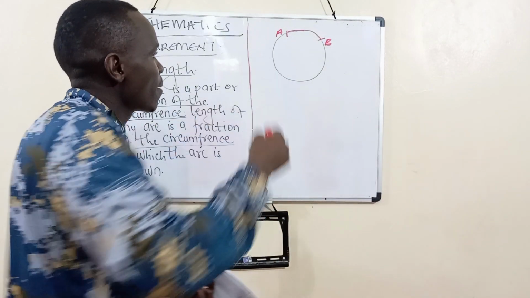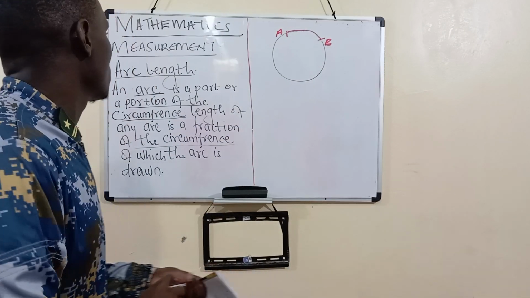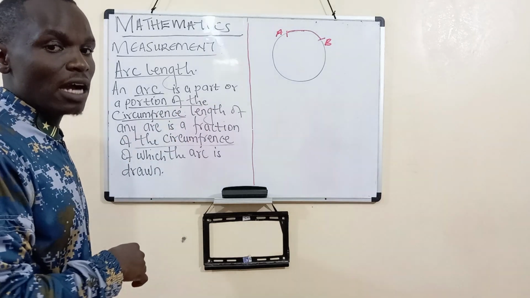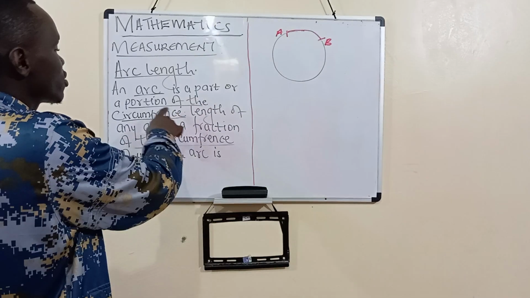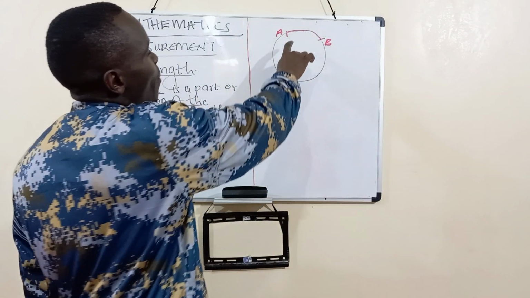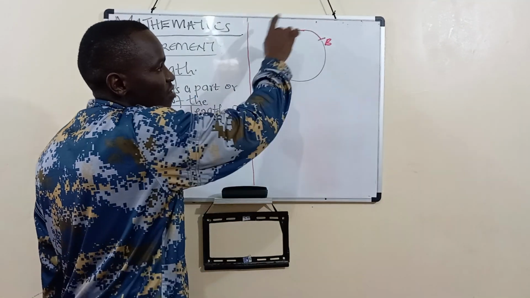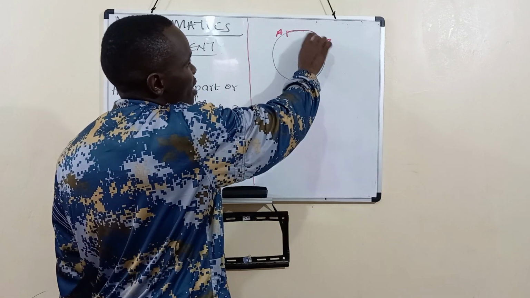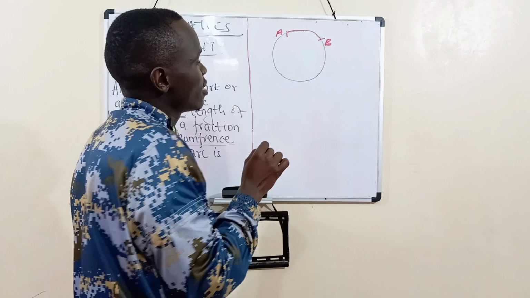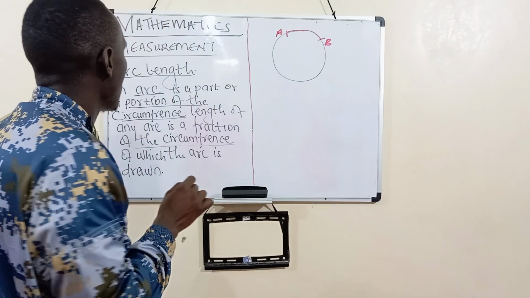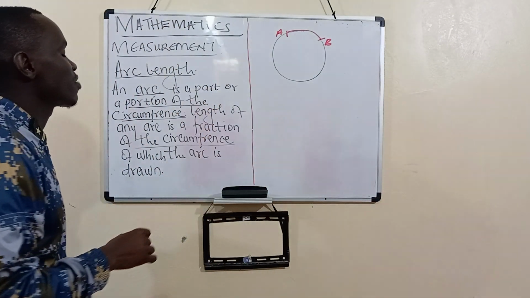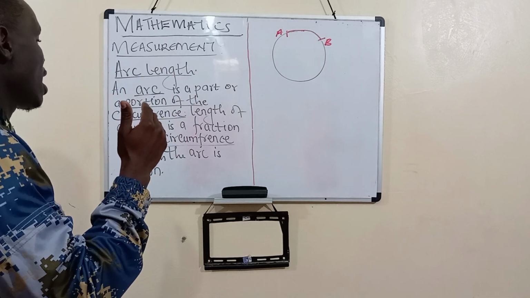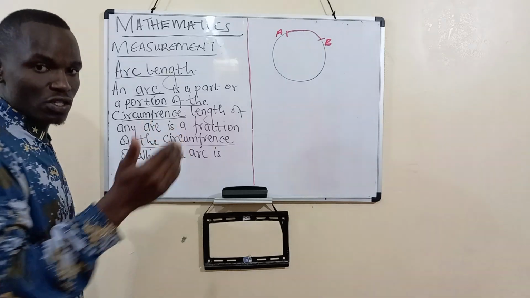The red part here is called an arc because an arc is a part or a portion of the circumference. So it is a part. This is the whole circumference, the distance all around. But the distance AB, this part, is called the arc, and it represents a portion of the circumference. The length of any arc is a fraction of the circumference of which the arc is drawn.